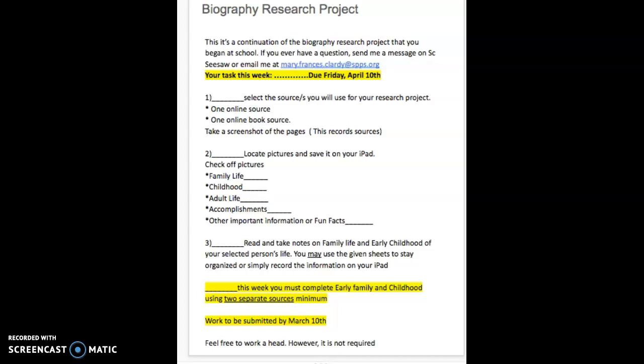Number two, you need to have multiple, meaning more than one, pictures of each stage of their life. Miss Clardy, I can't find any pictures of them when they are a child. Okay, look a little harder. There's probably at least one picture. If you're dealing with an older person, there might not be like 50 pictures, but there's probably a few, okay? So try to get pictures of them at all stages of their life.